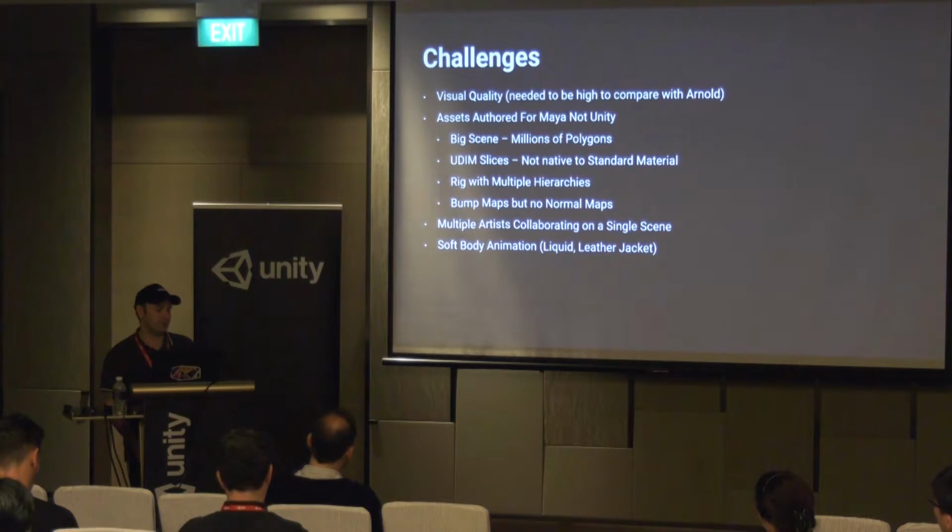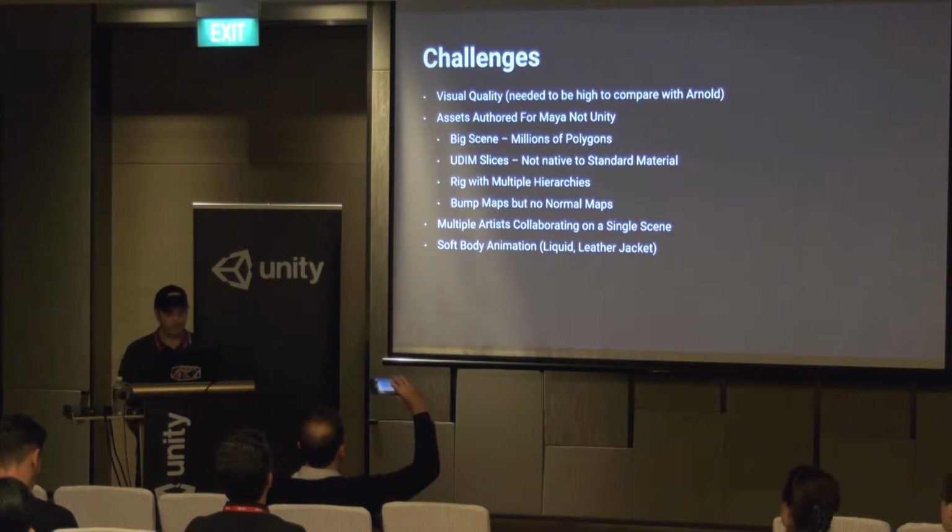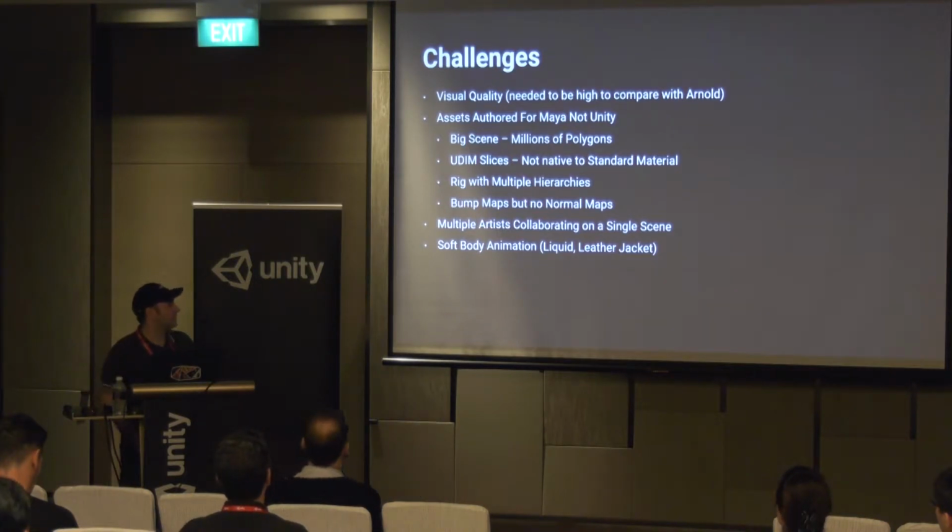We had a texturing system called UDIM. I'll get into that in a minute, but it is not native to the standard materials that come with Unity. We had a rig that was not built for a real-time engine, so it had multiple hierarchies, and we don't have normal maps. We just add all the detail in geometry. We have some bump map to put things like scratches or any kind of texture that we wouldn't model, but other than that, we would build everything in geometry in our traditional pipeline.